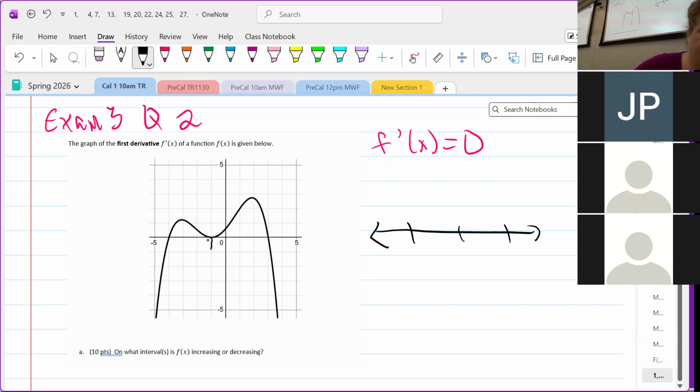So at -1, oh, let me grab a color. This is the derivative. This is not the function. Where is this graph equal to 0? So this is where the derivative equals 0.